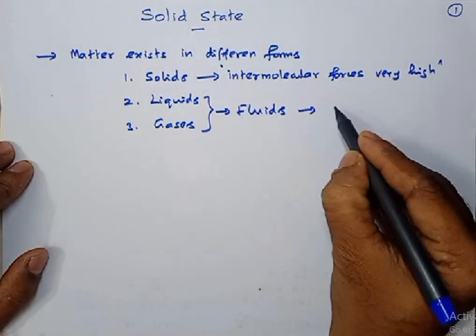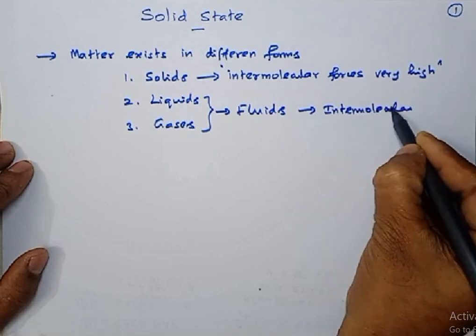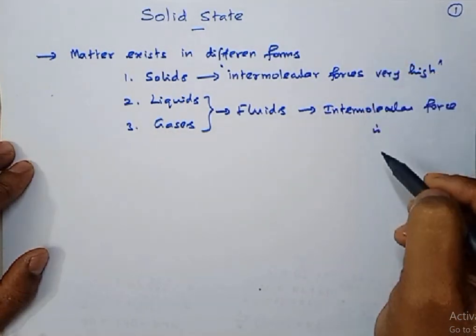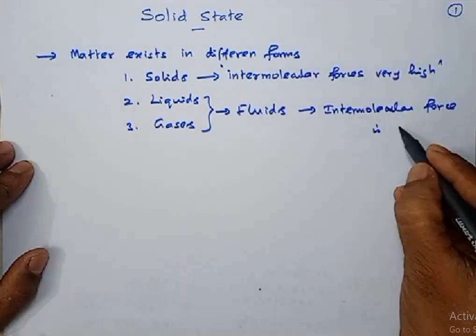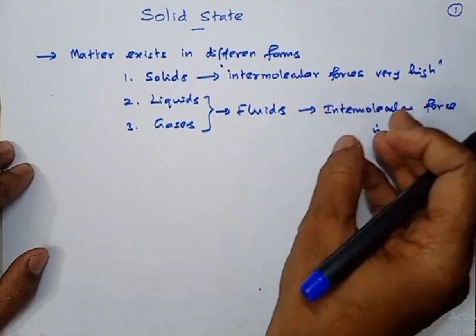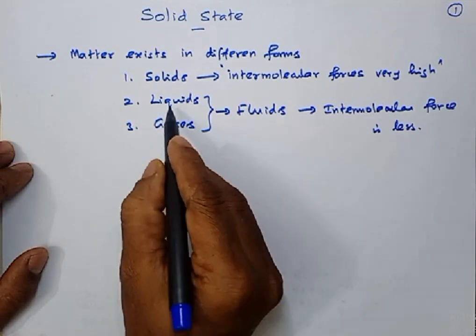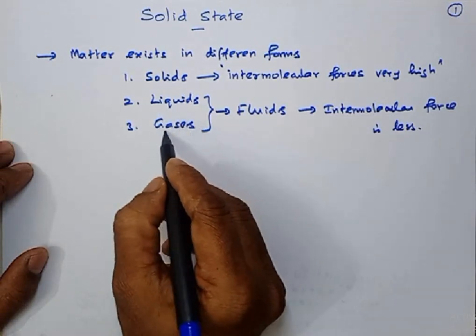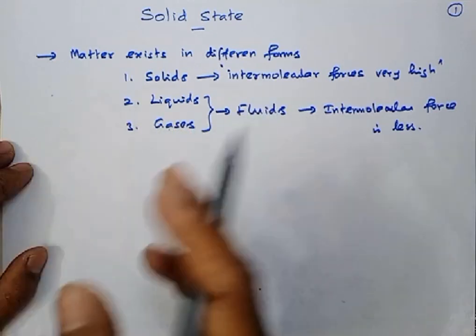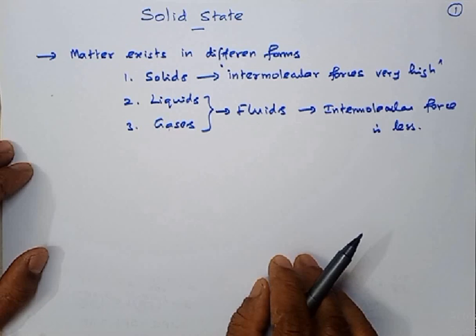In fluids, intermolecular force of attraction is comparatively less. If you compare to this, it is less. Right, since intermolecular forces are less, here the atoms or molecules can move freely. Okay, and you know very well, among these two, the intermolecular force of attraction is very, very weak in the case of gases. So in gaseous state, molecules can move randomly here and there. Okay, it is because of less attractive forces.